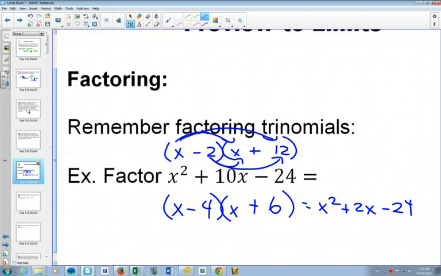In English, we use a fancy word called FOIL. Have you heard of it? Okay. The fancy word called FOIL is because you multiply the first ones, the outside ones, the inside ones, and the last ones.